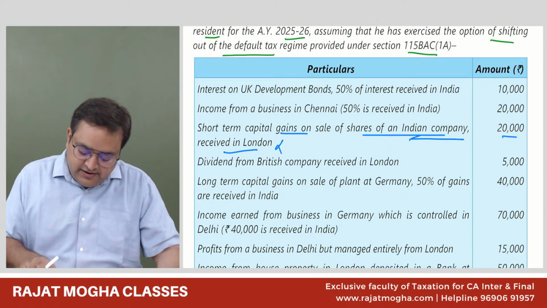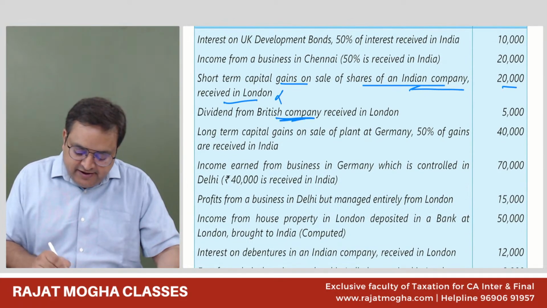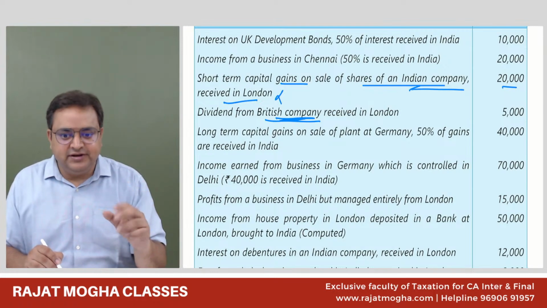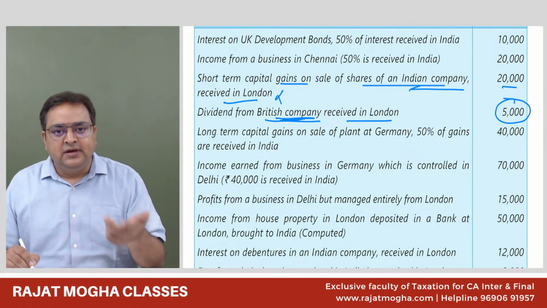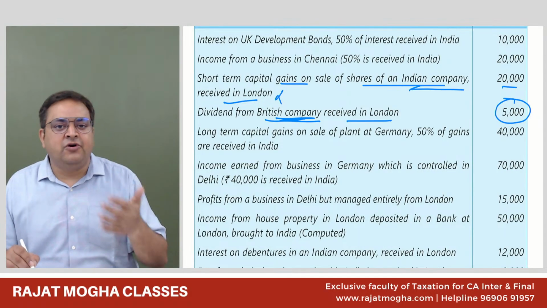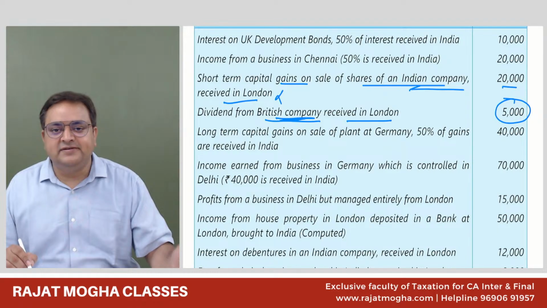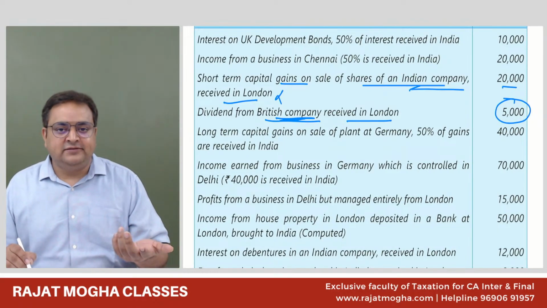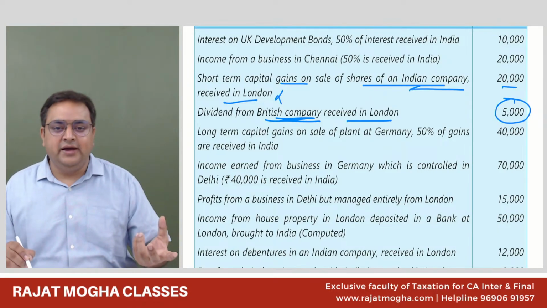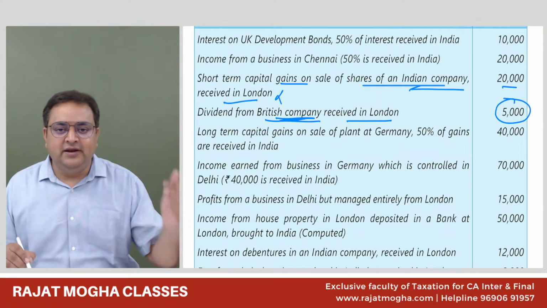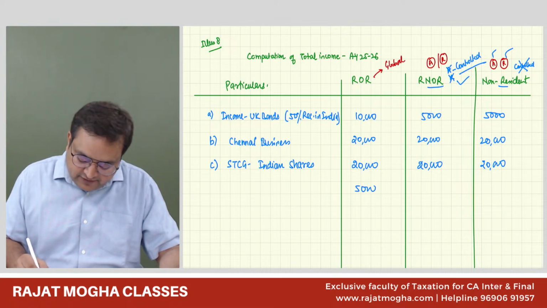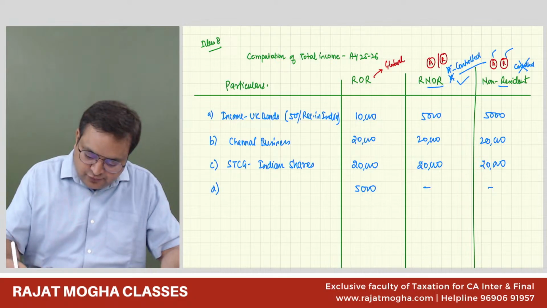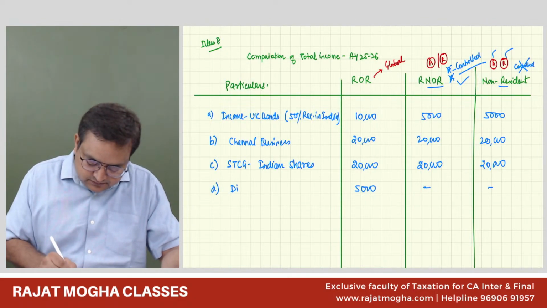Now, dividend from British company. This is not Indian shares. Received in London. 5,000. Please tell me, is this income arising in India? No. Is this income received in India? No. So neither arising nor received. And control is also not there, right? There is nothing mentioned regarding control. So non-resident will not pay tax. Not ordinary will not pay tax. But our poor guy, that is an ordinary resident, his global income is taxable. So it would be 5,000, 0, 0. This is dividend on British shares.